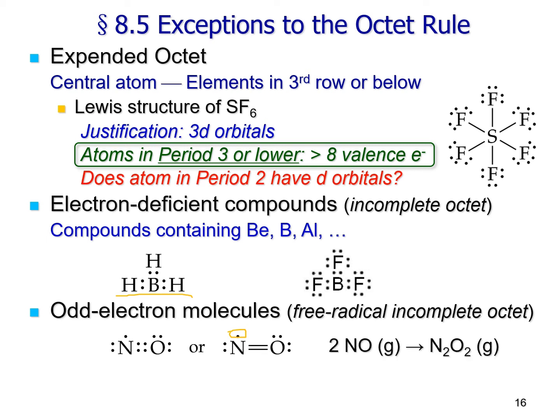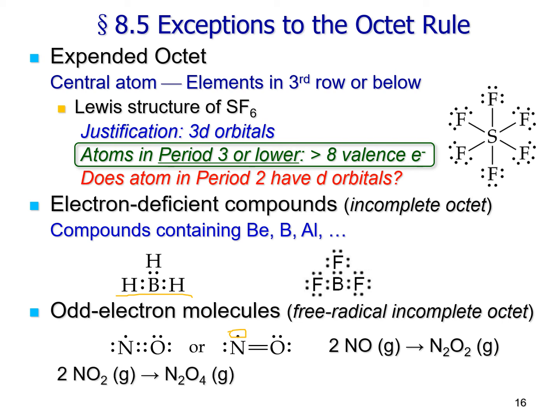And because of this, imagine if we have another NO on top with a single dot. As they approach each other, there's going to be a bond. So we have two NO to form N2O2, as we call it, a dimer of this compound. This compound can be formed very easily.